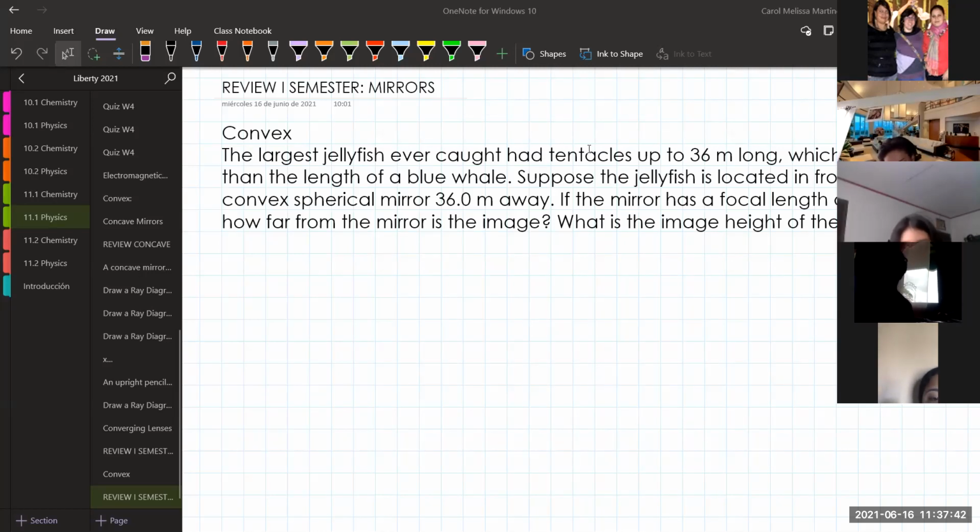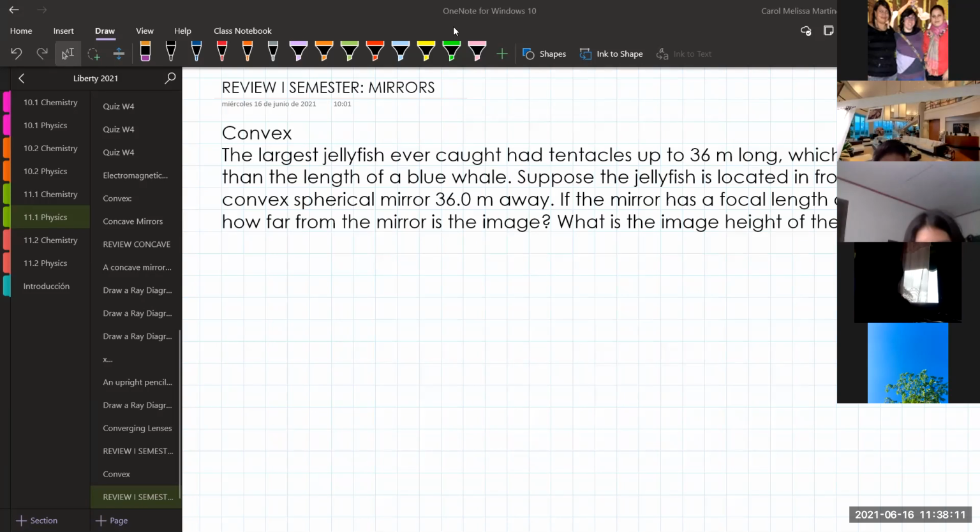The largest fish ever caught had tentacles up to 36 meters long, which is greater than the length of a blue whale. Suppose the jellyfish is located in front of a convex spherical mirror 36 meters away. If the mirror has a focal length of 12 meters, how far from the mirror is the image? What is the image height of the jellyfish?